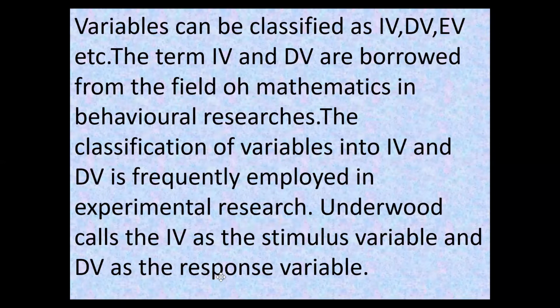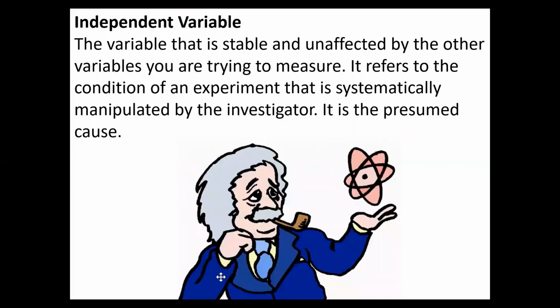On the basis of all these things, I am going to further explain the basic concept of IV and DV. The independent variable is that variable that is stable and unaffected by the other variables you are trying to measure. It refers to the condition of an experiment that is systematically manipulated by the experimenter. It is the presumed cause. So the independent variable is that variable which is manipulated by the experimenter.